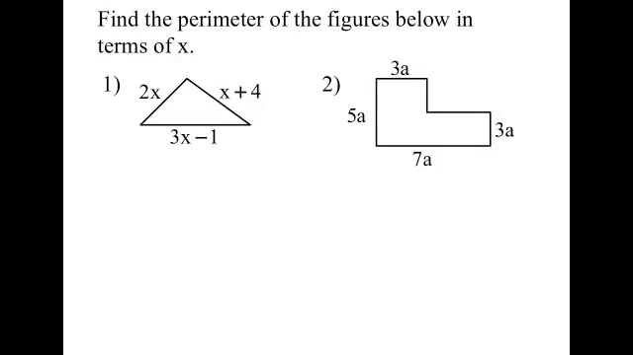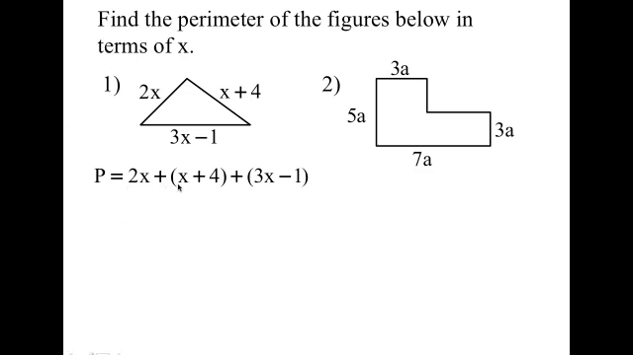All right, if I'm looking for the perimeter of the figures below, all we're going to do is set up an equation. Perimeter is equal to, just add up the sides. This side plus this side plus this side. There's no standard formula for perimeter of a triangle. So we just add side 1 plus side 2 plus side 3. And then we combine our like terms.